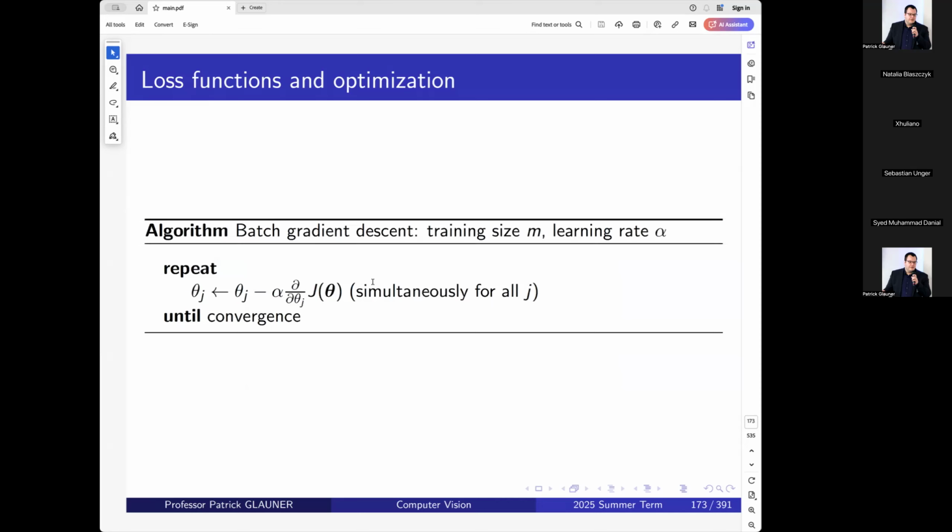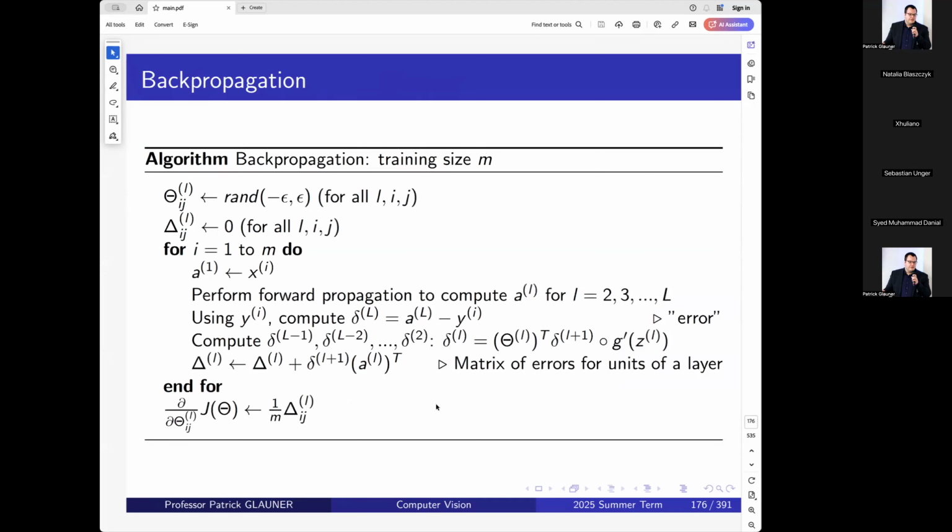Also, I have said we calculate these partial derivatives, but somewhere we need to get them from. And we haven't discussed yet how we can get these partial derivatives. There are lots of ways we can calculate them, but for neural networks, this is quite tricky. And there's one algorithm that became popular in the 80s and 90s. It's called backpropagation. And what backpropagation does is it calculates these partial derivatives very, very efficiently.